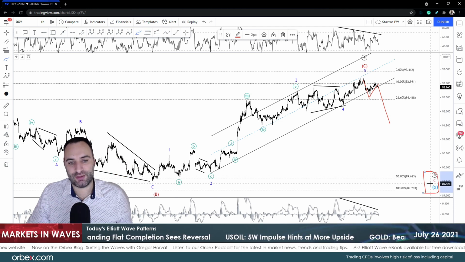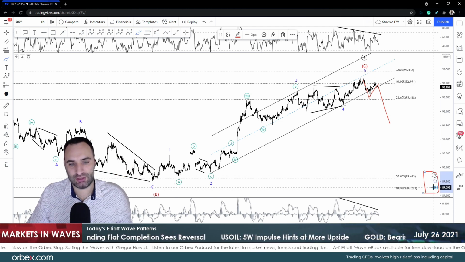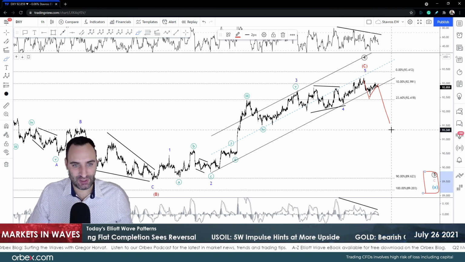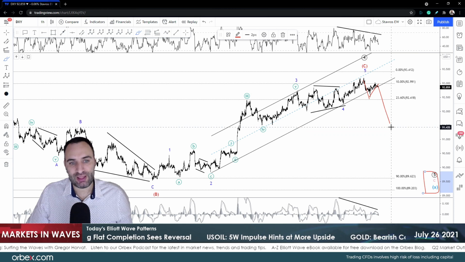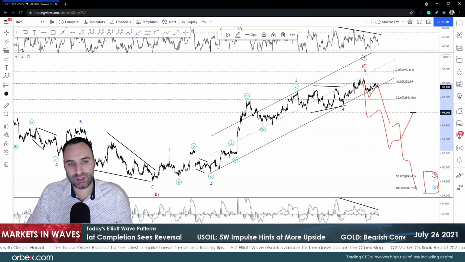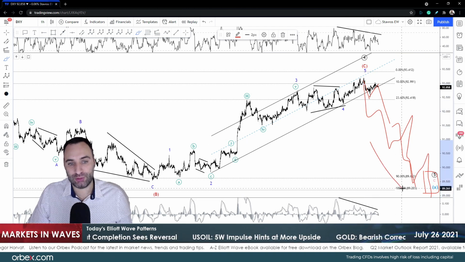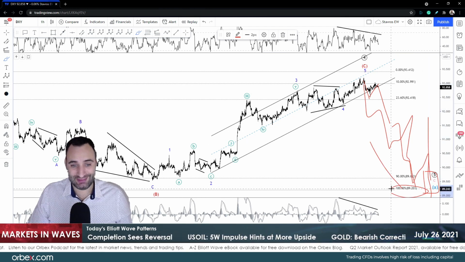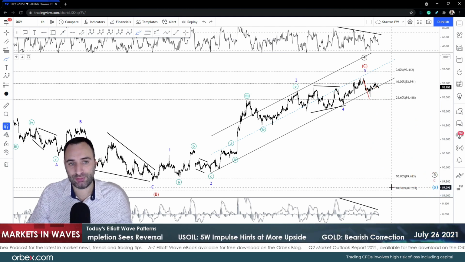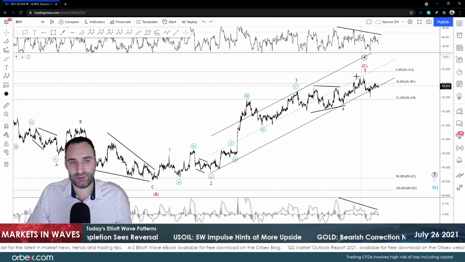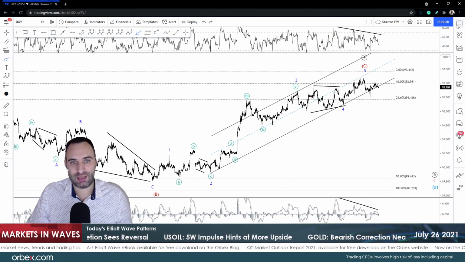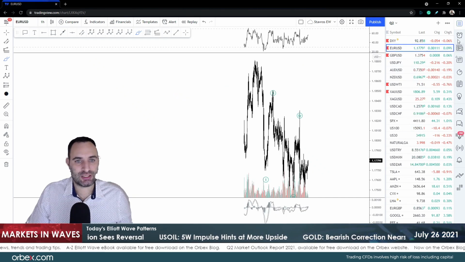That is part of this complex correction, W, X, in cycle degree C. And to me, this is either going to be an impulsive move to the downside, or an ending diagonal, and we're going to be looking for a low at least below the previous low. So we're looking not at a short-term, but also a medium and longer-term opportunity over here, which is also confirmed, at least in the short term, by both the MACD and the RSI. This is enough for the DXY, guys.